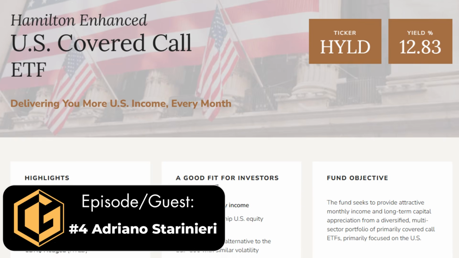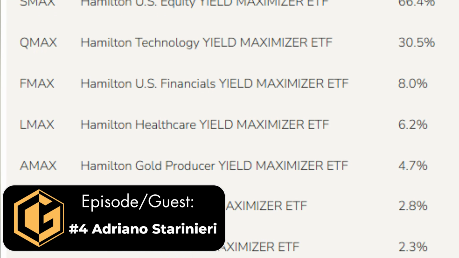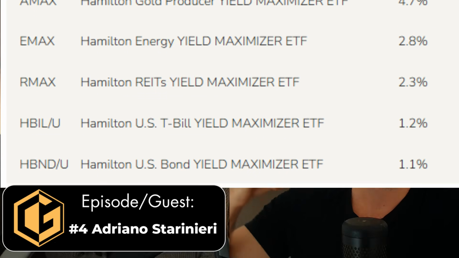HYLD, if you look at what's inside on their website, is a combination of multiple Hamilton ETFs. The two biggest ones are SMAX and QMAX. SMAX is kind of like a concentrated S&P 500. QMAX is like 15 technology stocks. They're actually holding the individual stocks themselves, the Apple, Microsoft, and so on. It more or less translates into an S&P 500 and kind of follows what it does. But USCL is literally the S&P 500 index, and that's the first difference.